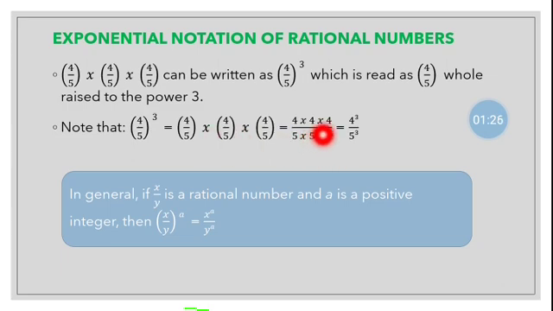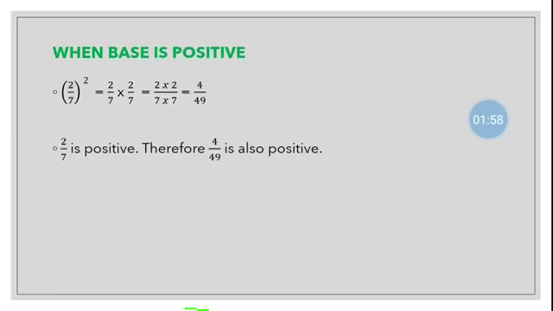So 4 into 4 into 4 upon 5 into 5 into 5, which is 4 multiplied 3 times, so 4 raised to the power 3, upon 5 multiplied 3 times, so 5 raised to the power 3. In general, if x upon y is a rational number and a is a positive integer, then x upon y whole raised to the power a equals x raised to the power a upon y raised to the power a.